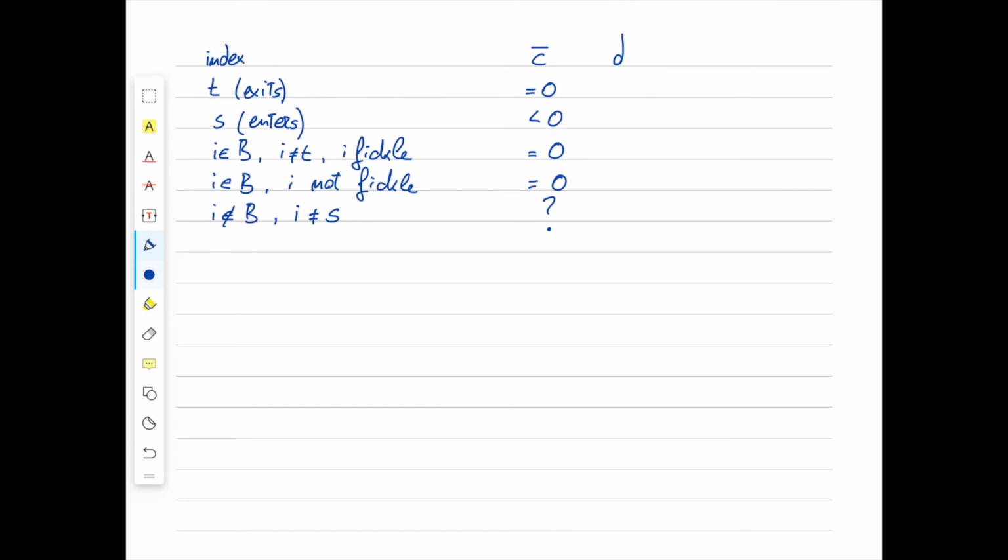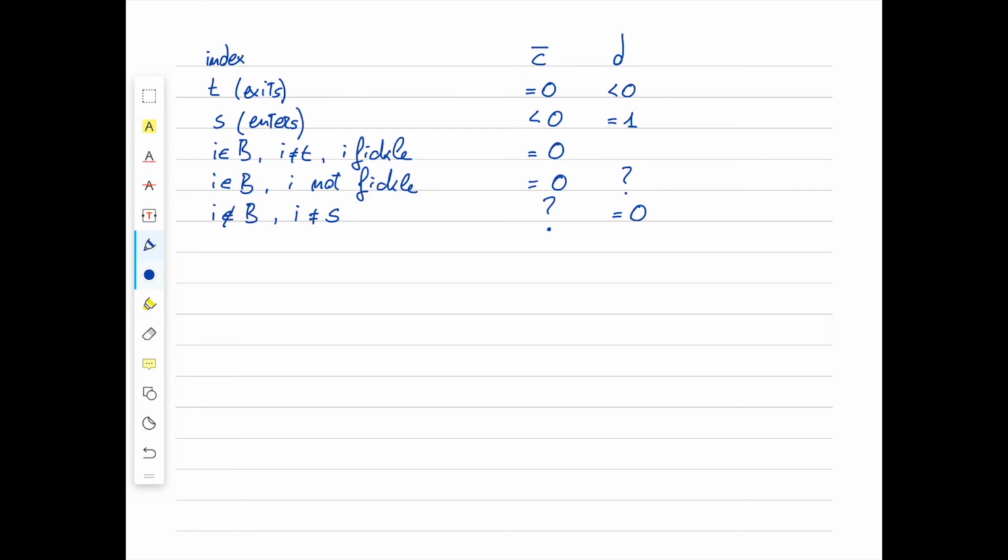Next, let's discuss the direction vector d. Since t is chosen to exit the basis, we know that the component d_t is strictly negative. And since S enters the basis, this component is equal to 1. Then all the other non-basic components are equal to 0. For the basic variables which are not Fickle, I don't care, so I'm just going to put a question mark because we're not going to need it later.